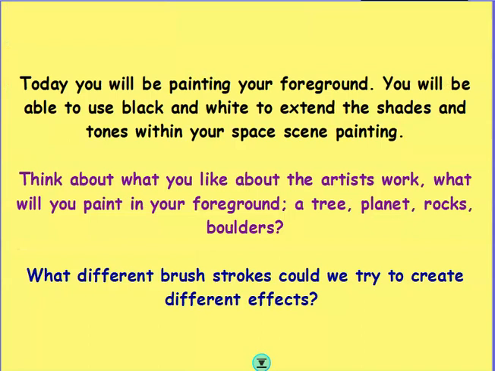So today you're going to paint your foreground. You will be able to use black and white to extend the shades and tones within your space scene painting. I want you to think about what you like about the artist's work that we've looked at over the last few weeks, and that might help you to think about what you might paint in your foreground. Is it a tree, a planet, rocks, boulders? And what different brushstrokes could you use to try to create some different effects?